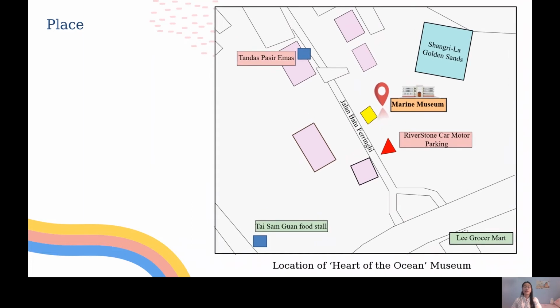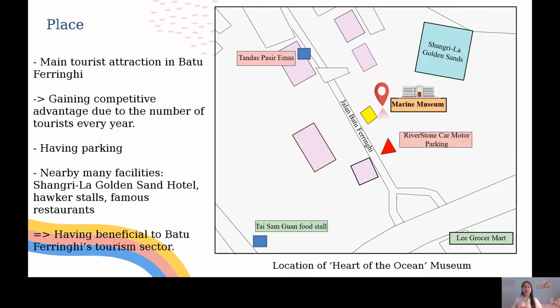First of all, I will summarize the location of this AI Marine Museum. As we know, this AI Marine Museum is located in Kampung Tanjung Huma, which is one of the main tourist attractions in Batu Tinggi. Hence, it will gain competitive advantage due to the numbers of tourists every year. Besides, it also has parking and other facilities such as Saringla Golden Sand Hotel, hawker store or famous restaurant. And other than that, convenience stores which are very easy to reach. Additionally, as our museum's objective is protecting sea turtles, both domestic and international tourism can be enhanced, as well as raising awareness of protecting marine creatures within the nation, which are extremely beneficial to the Batu Tinggi tourism sector.